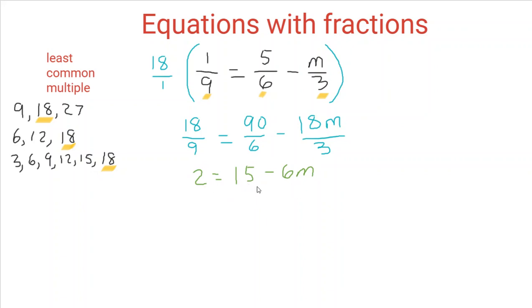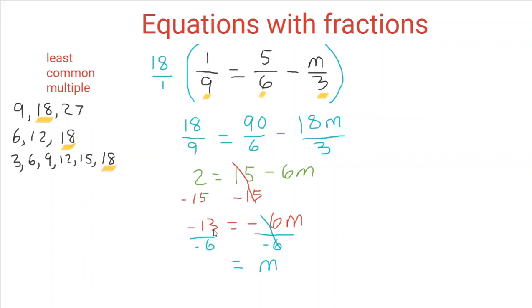I see this as a two-step equation. I want to get rid of that constant. That's a positive 15, so I have to do a minus 15 to get rid of it on this side, and I do the same thing to the other side. 2 minus 15 is negative 13. And on my right side, I still have this negative 6m. So I want to get m by itself. This is negative 6 times m, so I'm going to divide by negative 6 to get rid of that and leave me with m. And on the other side, I have to do the same thing: negative 13 divided by negative 6.